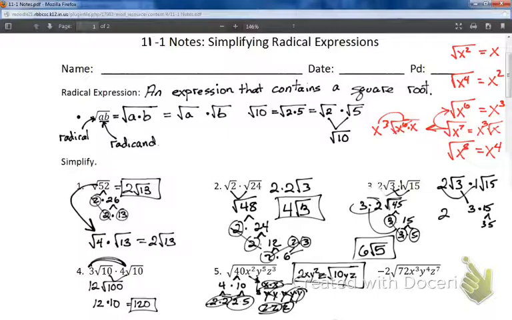So let's see, I'll put this in blue to change up the colors for you. Let's squeeze x to the 5th in here. Well, if you're thinking of x to the 5th as x to the 4th and an extra x, you're going to end up with x squared with that extra x. So that's kind of how variables work too. You can think of it like that.